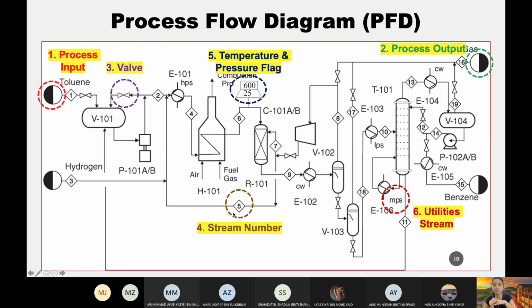Every line must have its number sebab nanti in part 2 of your design project minggu ke-8 onwards, setiap pipeline ni kamu kena buat material balance. Kamu kena tahu untuk setiap pipeline ni, streamline ni, berapa molar flow rate untuk setiap bahan yang ada dalam pipeline itu. So kalau imagine setiap pipeline tu, katakan liquid, dalam liquid tu ada apa? Molar flow rate dia kamu kena kira untuk setiap pipeline. Sebab tu you have to number all the pipeline in the PFD. So we call it as stream number. So that's number 4.